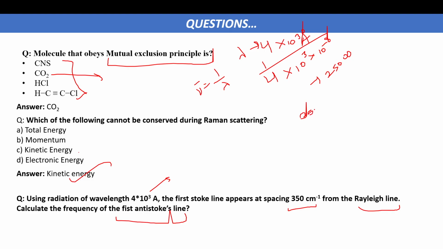Now we know, to calculate the frequency of the first anti-Stokes line, 350 is equal to mu s minus 25,000. So from that you can simply calculate the frequency of the scattered radiation, that is mu s will be 25350 in centimeter inverse.